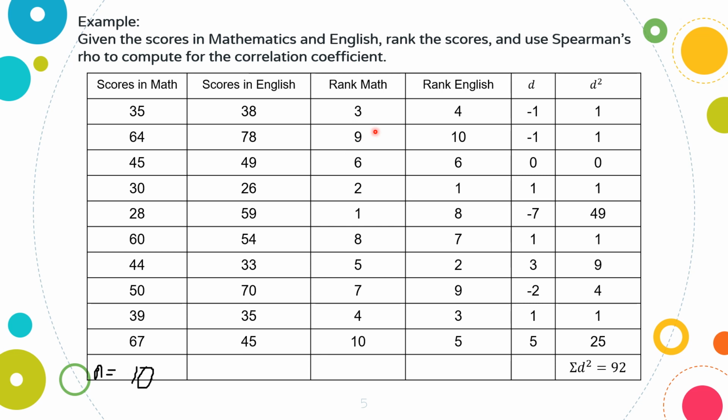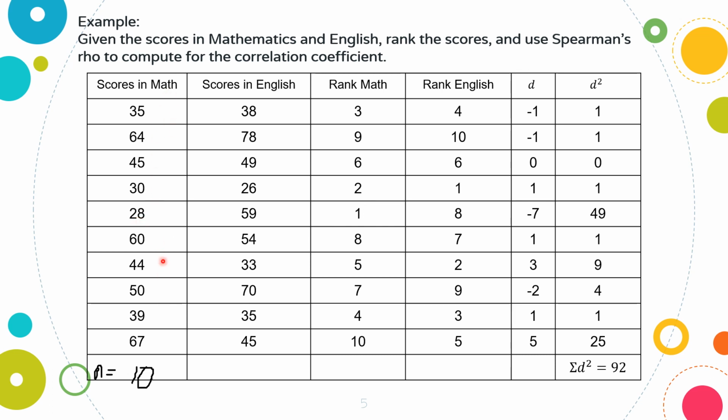So first, we need to rank the data. Irarank natin yung score sa math, irarank din natin yung score sa English. It's up to you if your ranking is from highest to lowest or lowest to highest, wherein highest will be your first or lowest will be your first. So in here, lowest to highest yung ranking niya, wherein the lowest will be your number 1 and the highest will be the last rank.